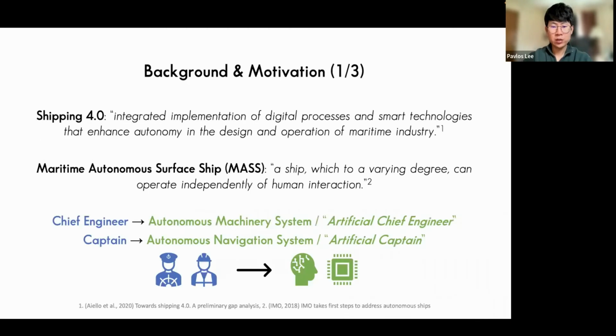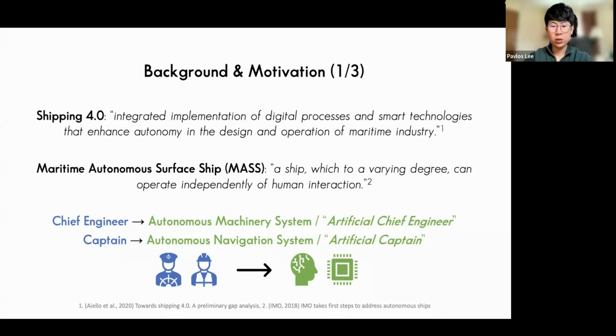Currently, the maritime industry is paving the way towards the new shipping 4.0 era through the extensive use of cyber-physical systems. The main cyber-physical system of this new era is the autonomous ship, also known as the Maritime Autonomous Surface Ship, which according to IMO stands for a ship to which a varying degree can operate independently of human interaction.